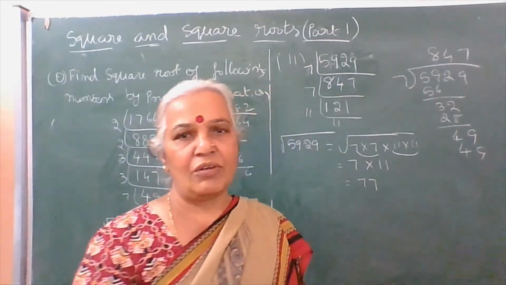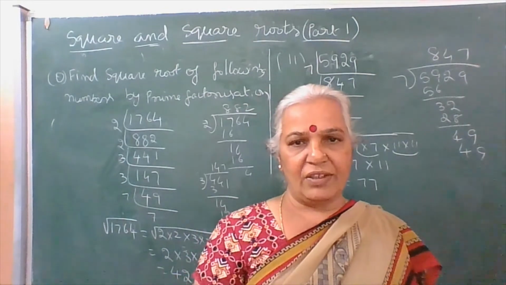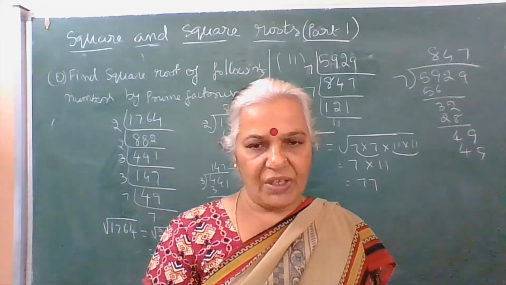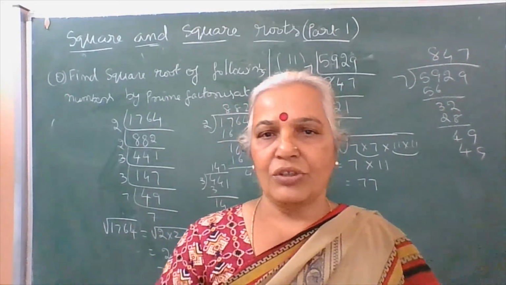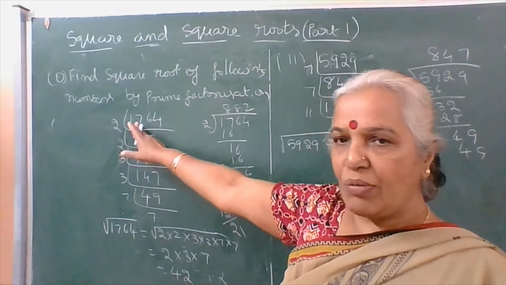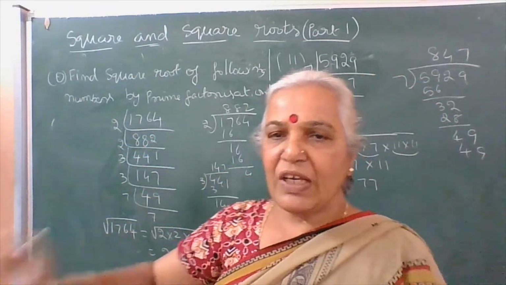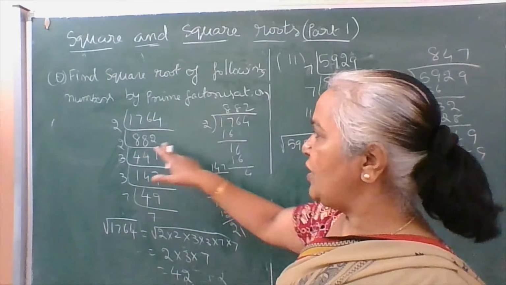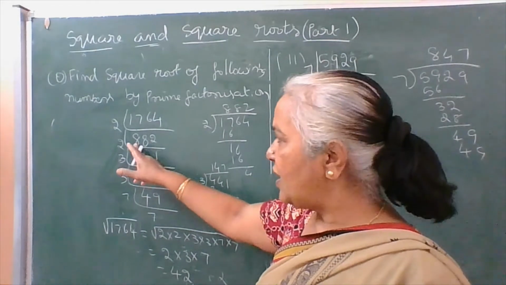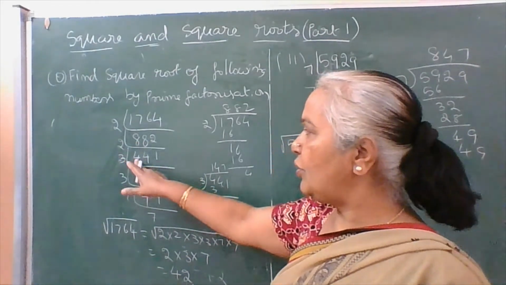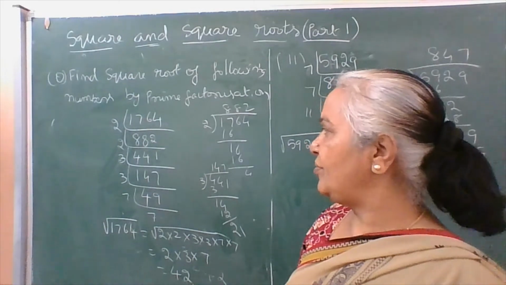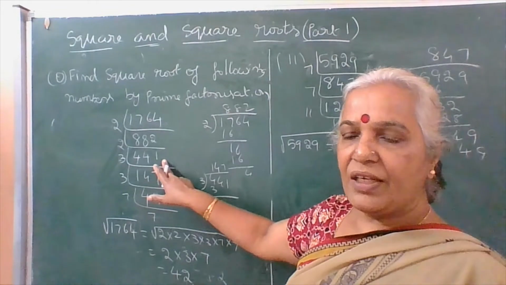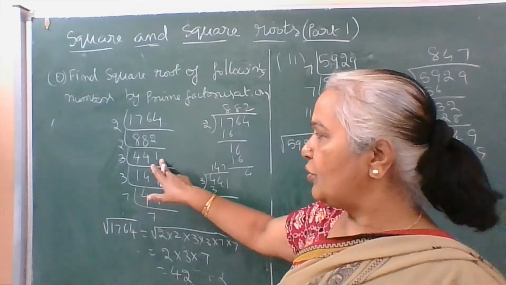Now here you have learned how to find the square root of a number by the prime factorization method. You have to see whether the number is divisible by 2 first, and 1764 is divisible by 2. If you divide, you will get 882. Next again it is divisible by 2, that is 2 into 441 is 882. Then 441 is not divisible by 2 because the number is not ending with 0, 2, 4, 6, 8.